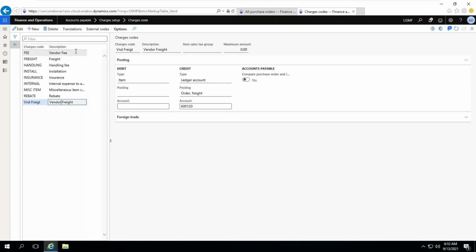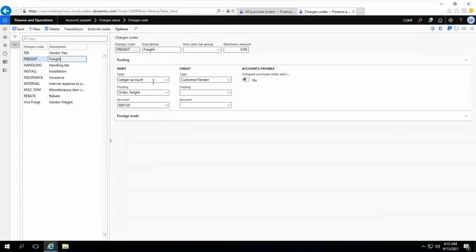Otherwise, I will do one thing. I will map freight only, so that you will not get confused. Click on edit. Give me a second. Freight means it is a vendor-arranged one. Vendor freight means third party. Take the example.